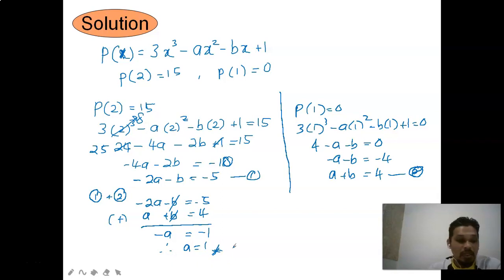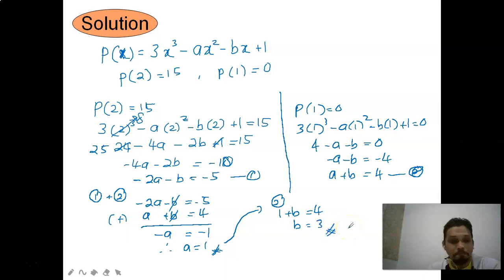And substitute a equal to 1 into equation 1 or equation 2. I prefer equation 2 because it's the simplest one: a plus b equal to 4. So substitute this into equation 2. So 1 plus b equal to 4. Then b equal to 3. There you go. So the value of a equal to 1 and b equal to 3.